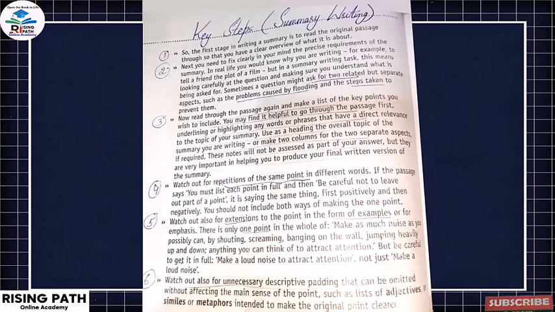Then the third step is to read through the passage again and make a list of the key points. So quickly jot down the points in the form of phrases, so that you are able to compile them and write the summary in a continuous form, whether in one paragraph or two paragraphs, according to the new paper pattern. So in this third point, you can see that you have to underline and highlight any words or phrases that have a direct relevance to the topic of your summary.